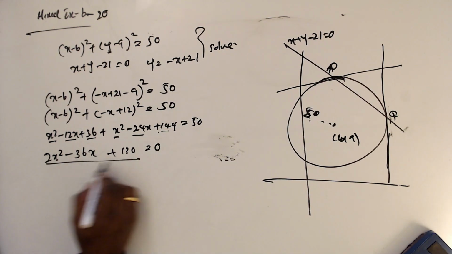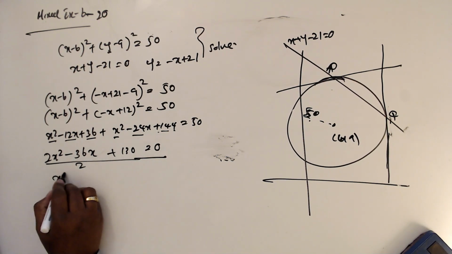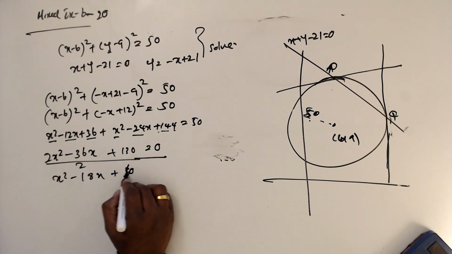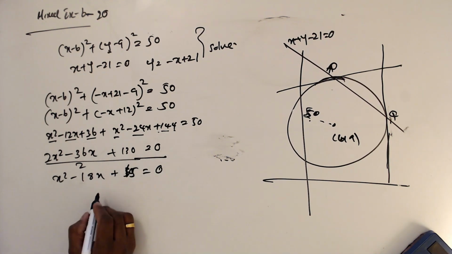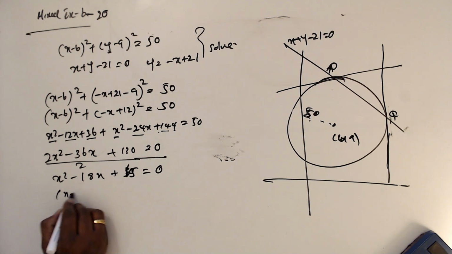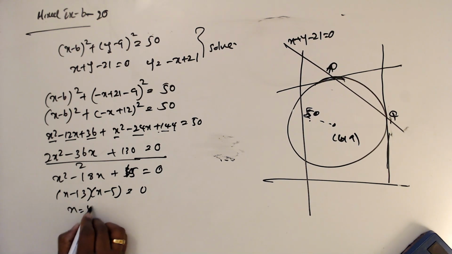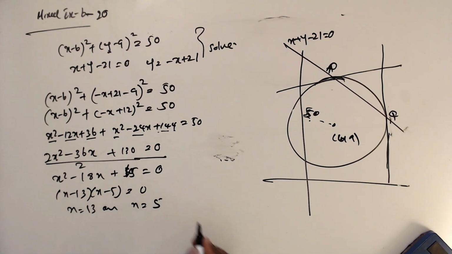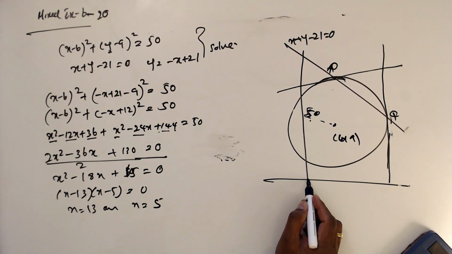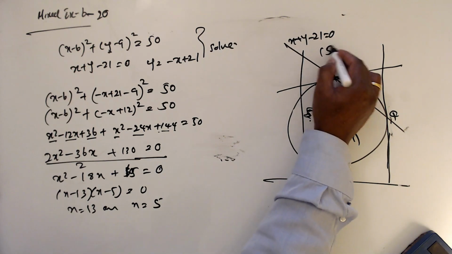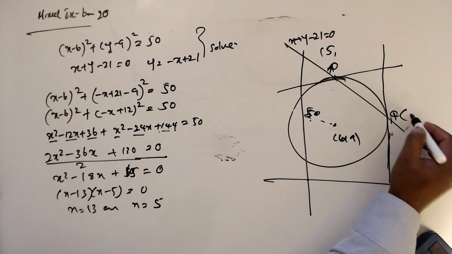Now I can divide the whole equation by 2: x squared minus 18x plus 65 equals 0. So this is going to be (x minus 13)(x minus 5) equals 0, so x equals 13 and x equals 5. Which one is closer? So this P x value is 5, and this Q x value is 13.